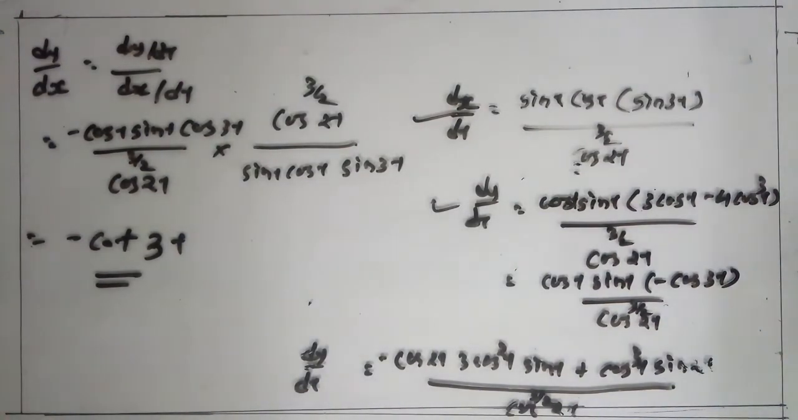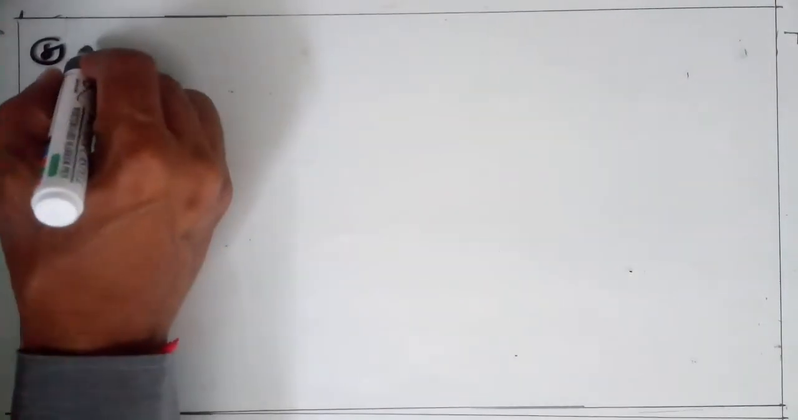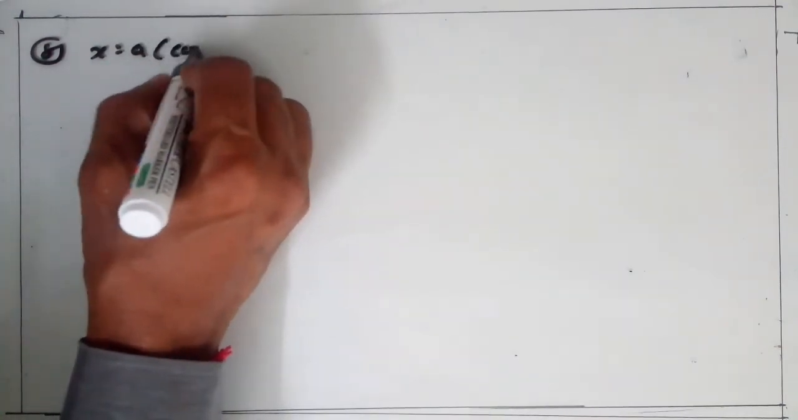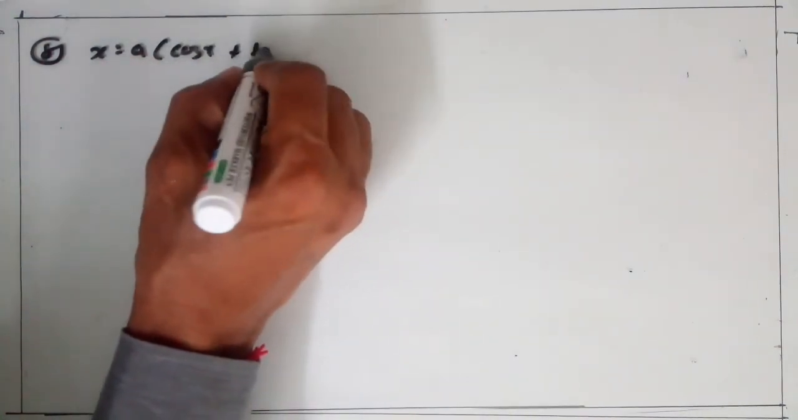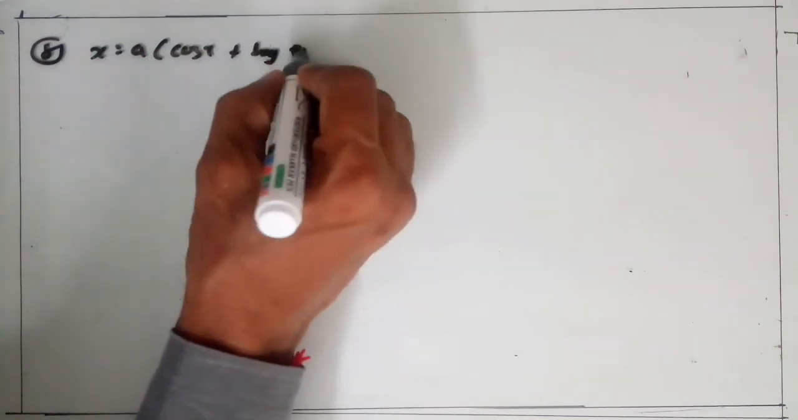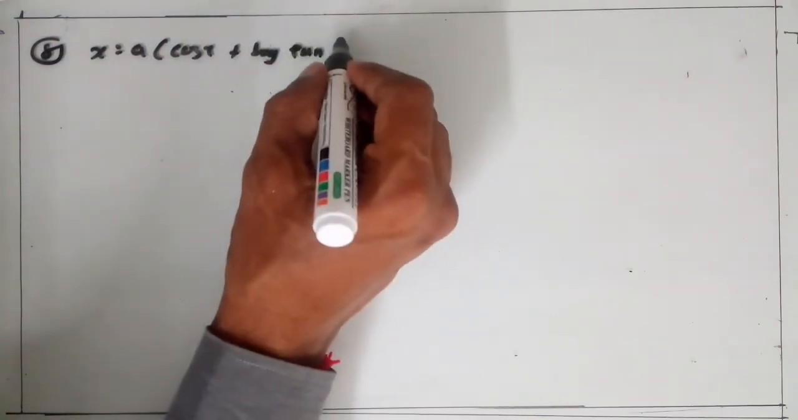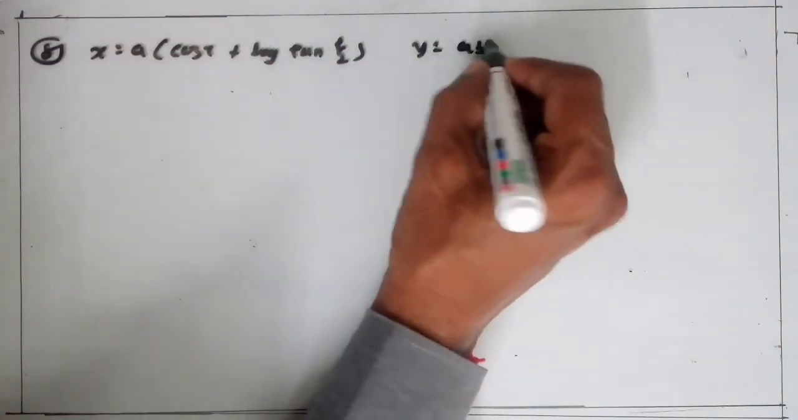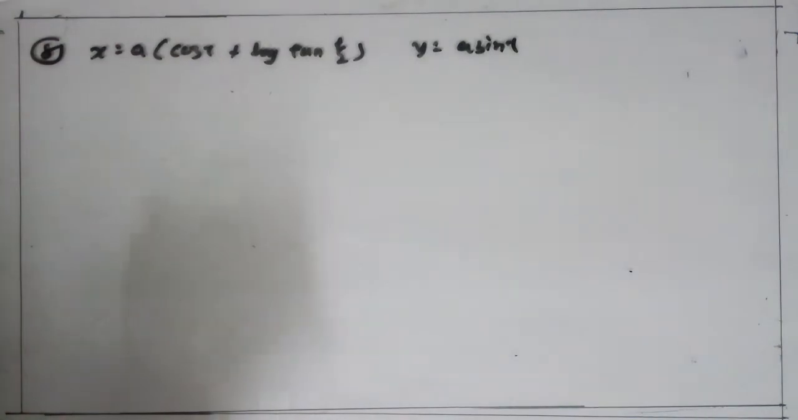Most important question number 7, 3-mark question. Now here we solve question number 8. Question 8, for x is equal to a cos t plus log tan t by 2 and y is equal to a sin t, find dy/dx.